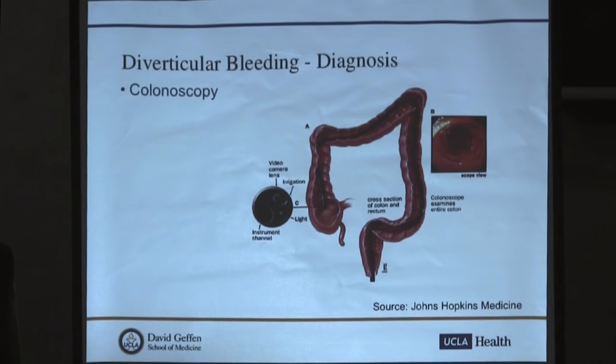So how do we diagnose diverticular bleed? Usually when patients present to the hospital with massive lower gastrointestinal bleeding, we would like to perform a colonoscopy. The reason is that there could be several causes of lower GI bleed, and a colonoscopy helps make the diagnosis, because not all patients with lower GI bleed have diverticulosis. It could be from cancer, it could be from other causes. So in the ideal situation, we would like to do a colonoscopy.